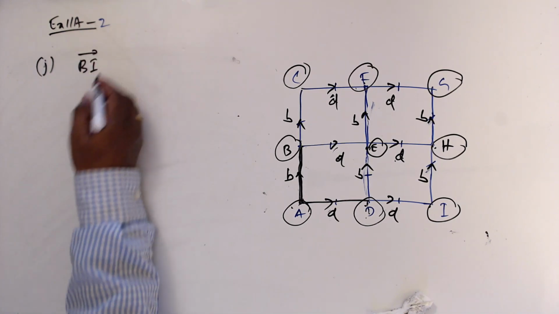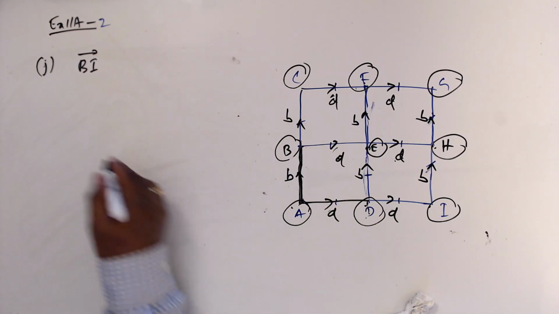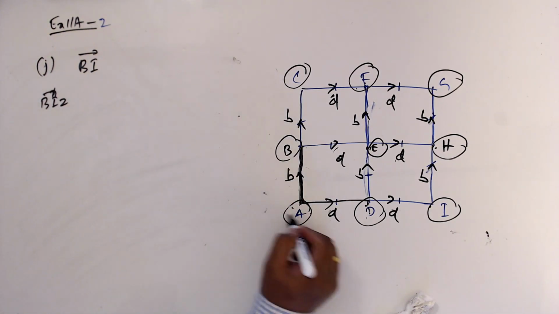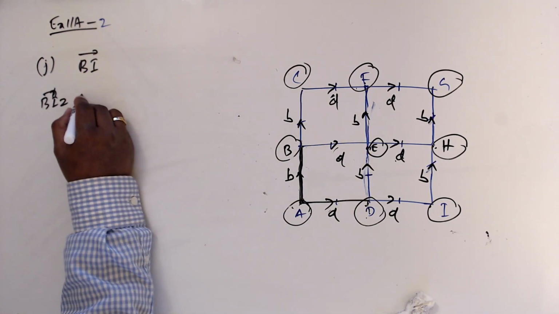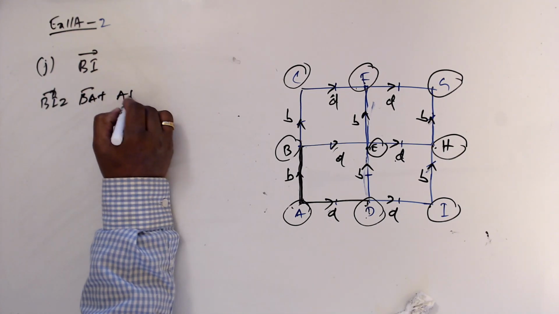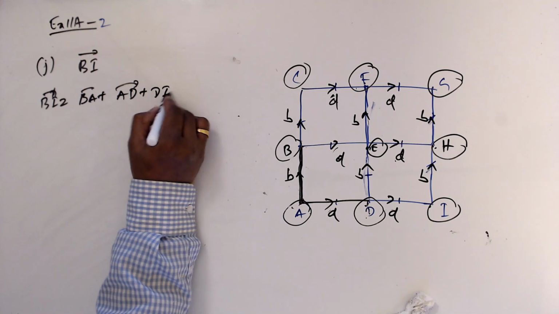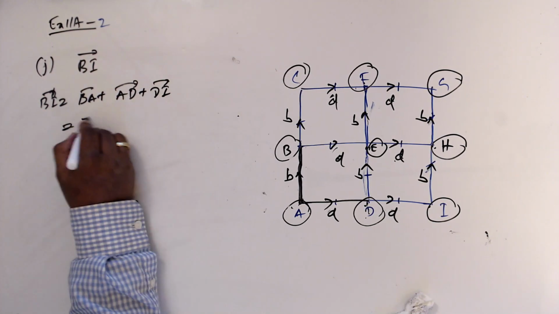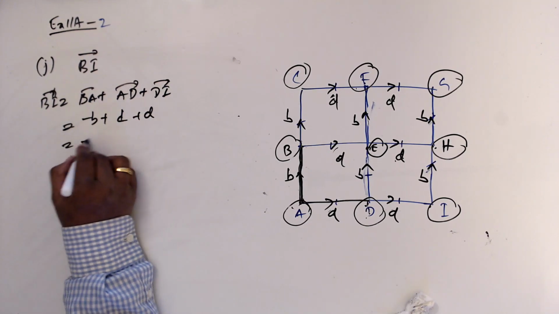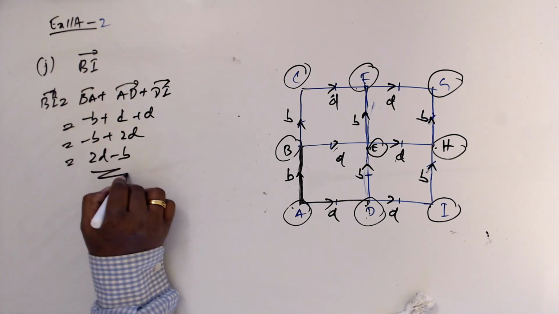BI. You can do it in so many ways. I will use this one. BA plus AD plus DI. BA means minus B plus D plus D. Minus B plus 2D means 2D minus B.